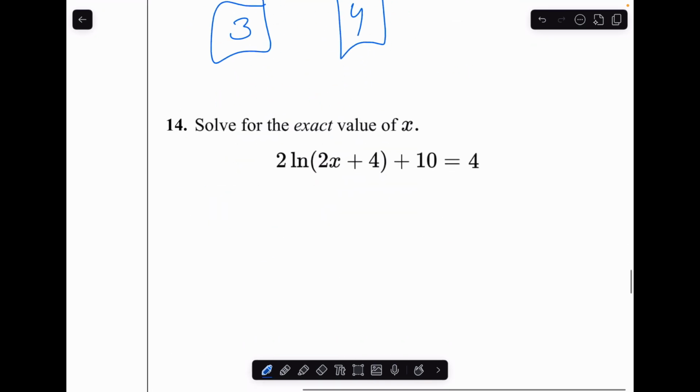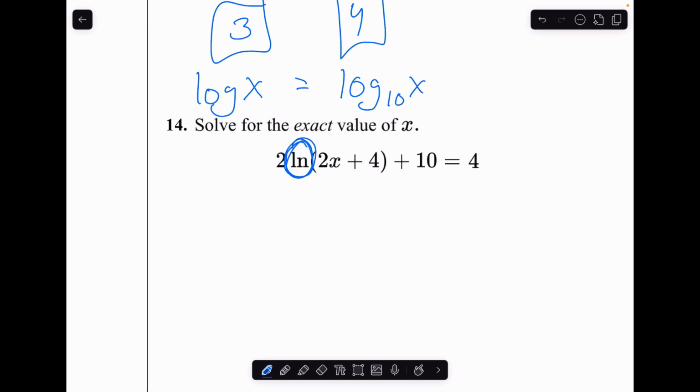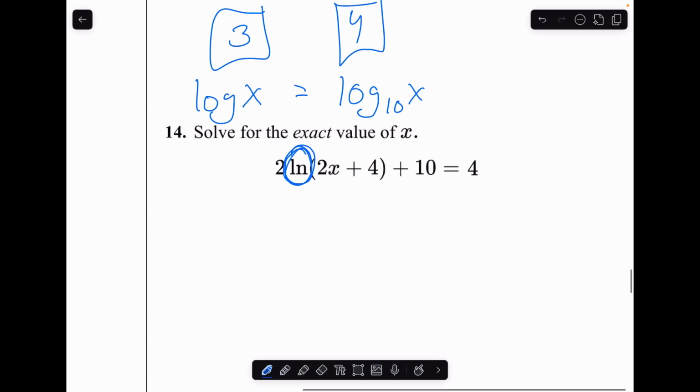Now, these next ones, natural log. Just like if we have log of x, that's like saying log base 10 of x, right? But we just don't write that 10. Now, when you see ln, ln is the same as log base e of x. I'd write that down. Probably like, what the heck is e?